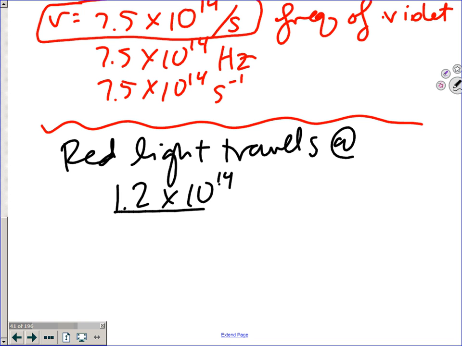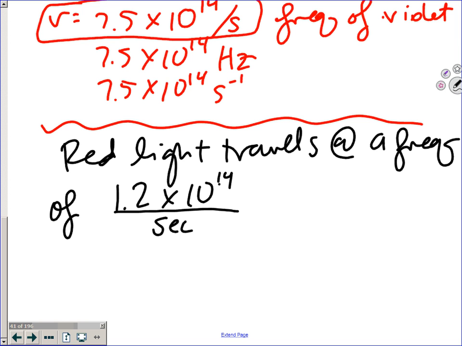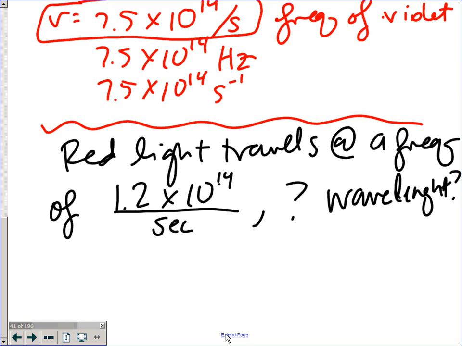So it travels at a frequency of 1.2 times 10 to the 14th hertz or per second. What is the wavelength of red light? When you write down your givens, it should suffice. If you want to write the question again. So try to start from my equation you use first.